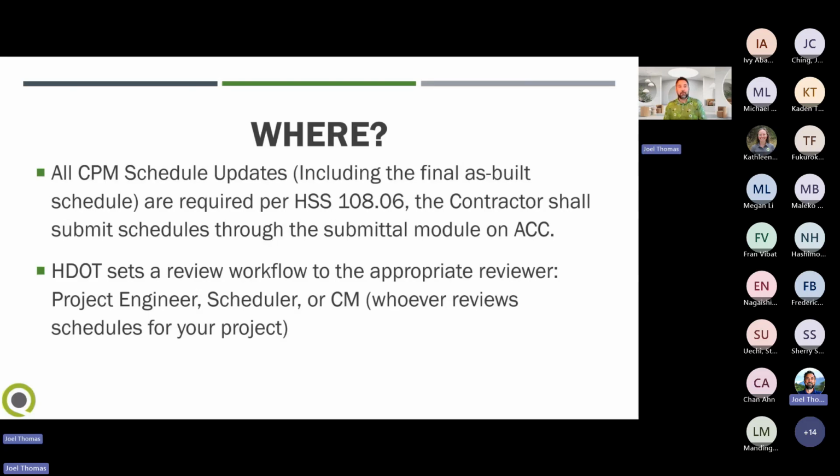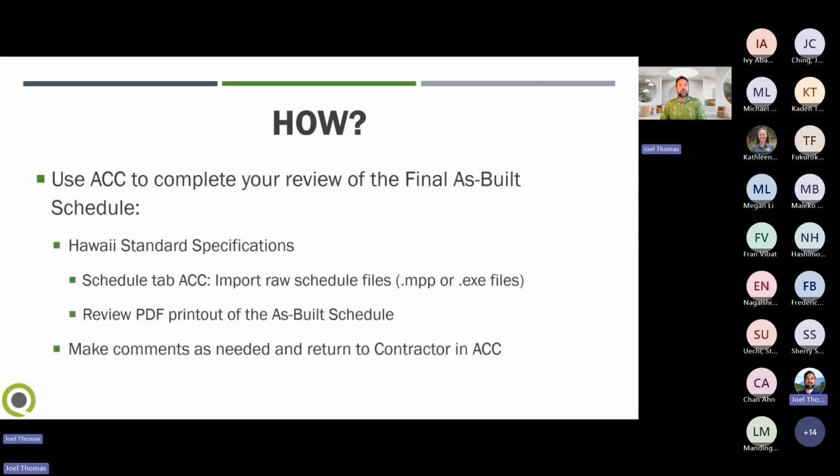Where do these schedules get uploaded? All CPM schedule updates, including the final as-built schedule, are required per HSS 10806, so the contractor shall submit schedules through the submittal module on ACC. HDOT sets a review workflow to the appropriate reviewer, project engineer, the scheduler, or the construction manager, whoever reviews those schedules for your project. Use ACC to complete your review of the final as-built schedule.